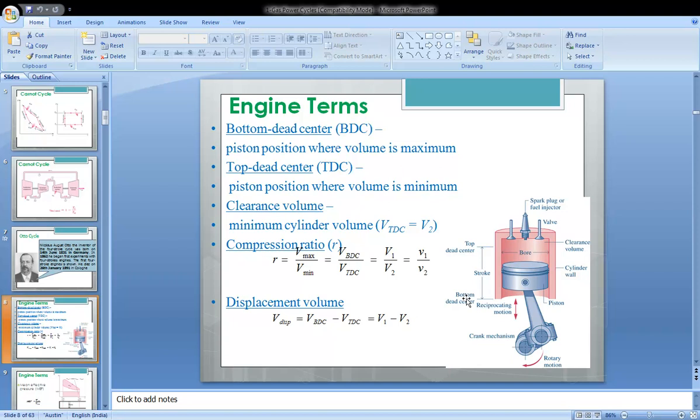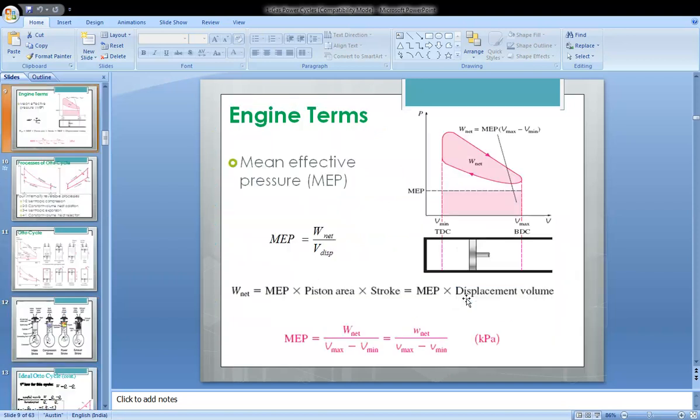Before the compression process, the volume is the summation of the clearance volume plus the stroke volume, and after the compression process, only the clearance volume exists. The displacement volume, or simply the stroke volume, is the volume between the top dead center and the bottom dead center.